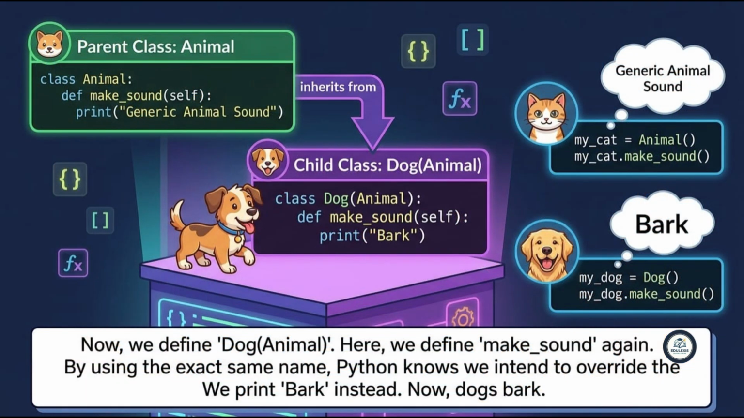Now, we define Dog, inheriting from Animal. Here, we define make_sound again. By using the exact same name, Python knows we intend to override the parent logic. We print "Bark" instead. Now, dogs bark.